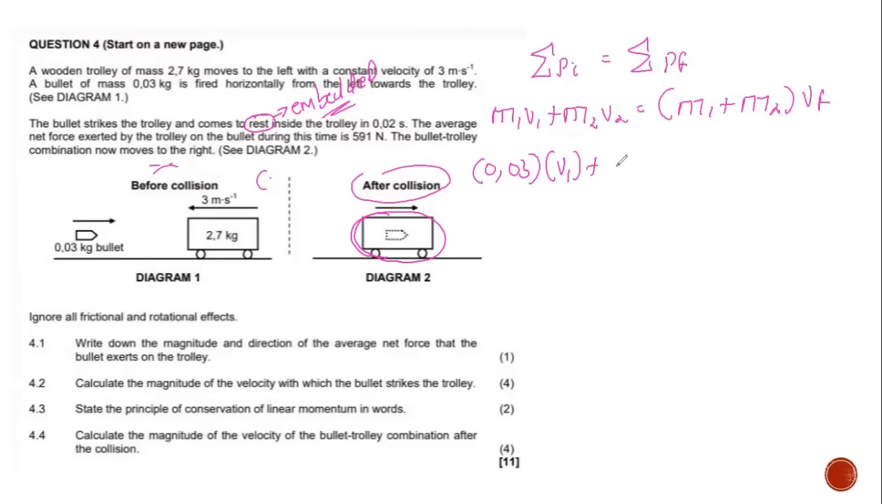Plus m2 here is 2.7, and then we have negative 3 is equal to 0.03 plus 2.7, and then we have vf, right? So this is 0.03 vi, and then 2.7 times negative 3 is negative 8.1, equal to 0.